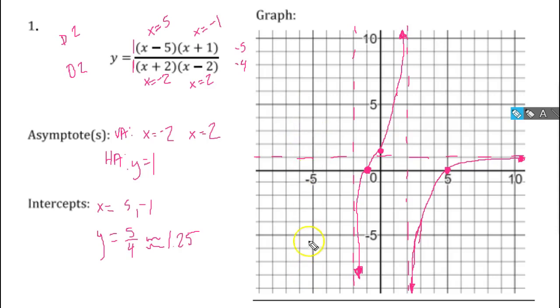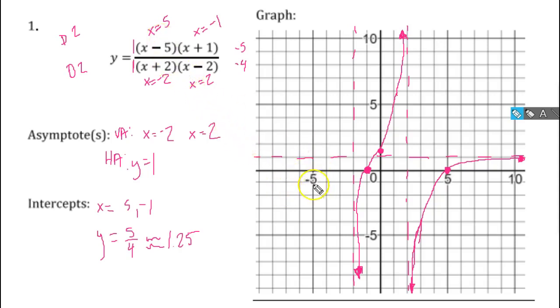Our only problem was we didn't get any points over on this side of the graph. We need to know whether we have something going on up here or do we have something going on between the asymptotes on this side. So you just sometimes have to pick a point. I'm going to pick -5 because it's right here kind of in the middle of this section. That should give me a good idea of where I'm supposed to be.